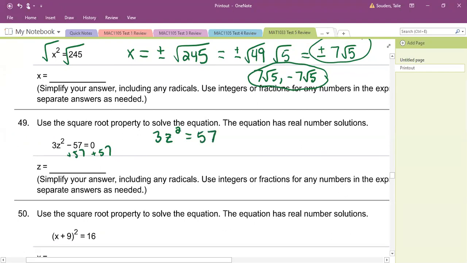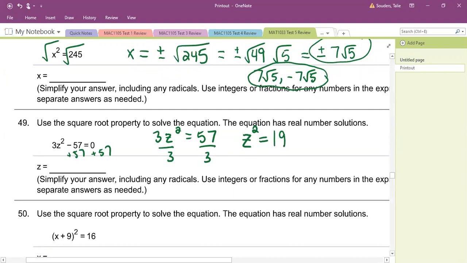Now whatever's being squared is still not completely by itself because it's being multiplied by 3, right? So how do we undo being multiplied by 3? Divide by 3. Exactly. So we divide by 3 on both sides. So what does that give us? 19. Good.